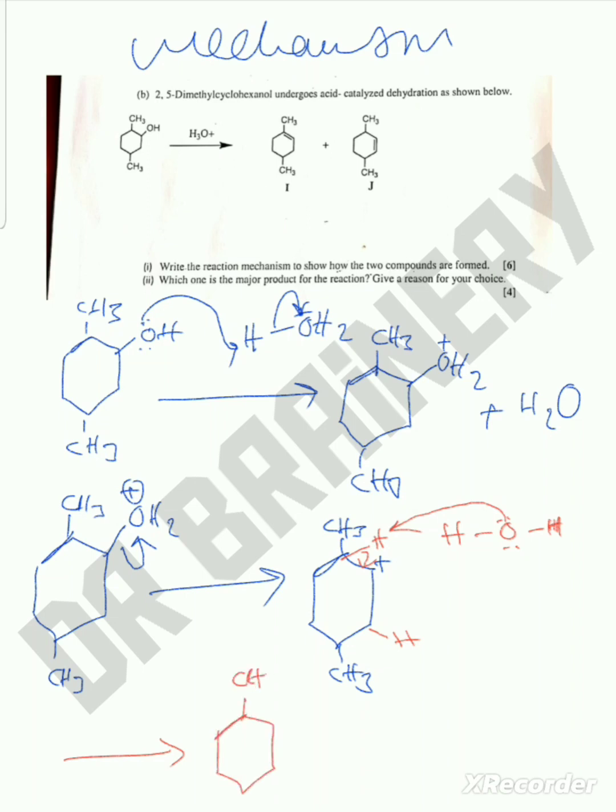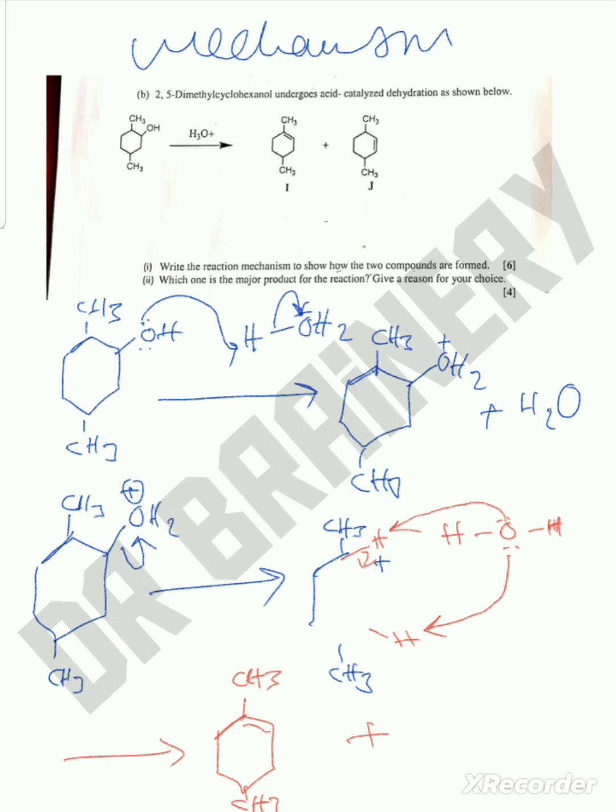Here it will be CH3, then here CH3, with a double bond here, plus the same water. I'm going to use it and attack the hydrogen here. There are two hydrogens on this carbon. So I'm going to attack this, which is the more exposed hydrogen, and what will happen is that it will form a double bond.